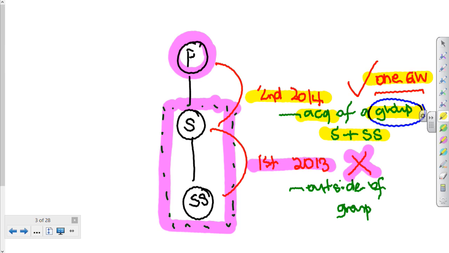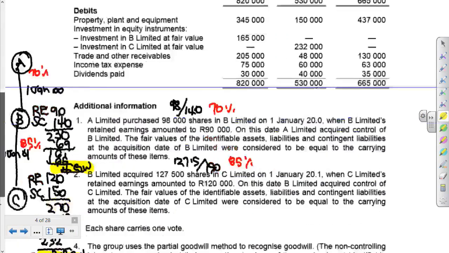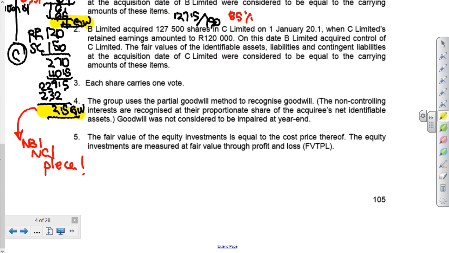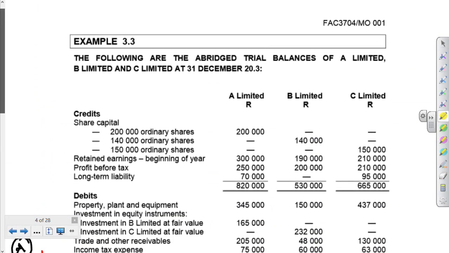So I'm going to take you through a couple of examples. The first example is example 3.3 in your study guide. It's on page 105. And this example on page 105 is the first example with the first sort of dates, which is that there are 2 acquisition transactions. The parent bought the subsidiary, and then later on, the subsidiary bought the sub-subsidiary. So we have very imaginative names, A, B, and C.